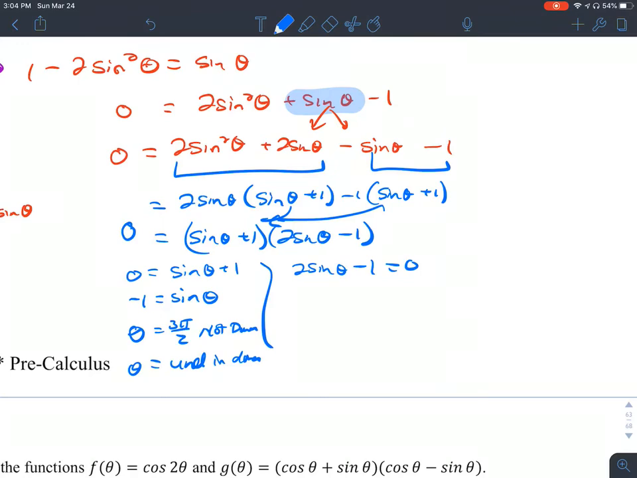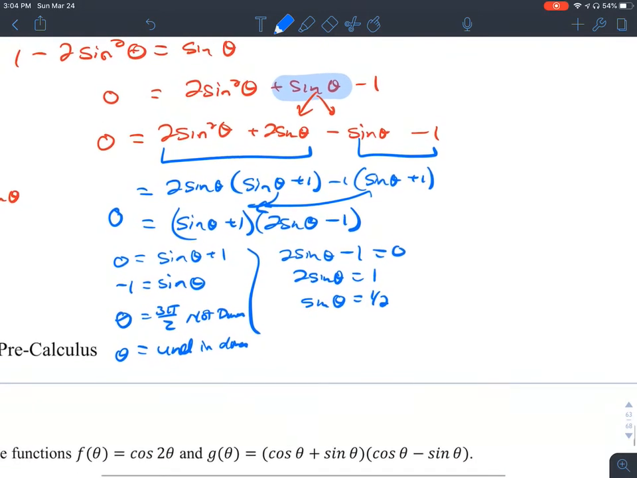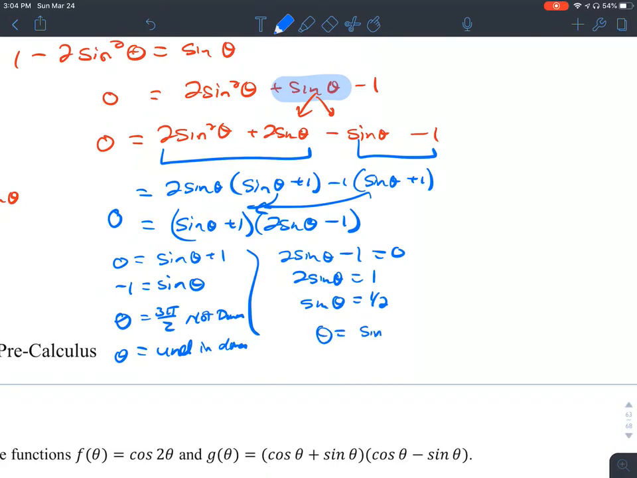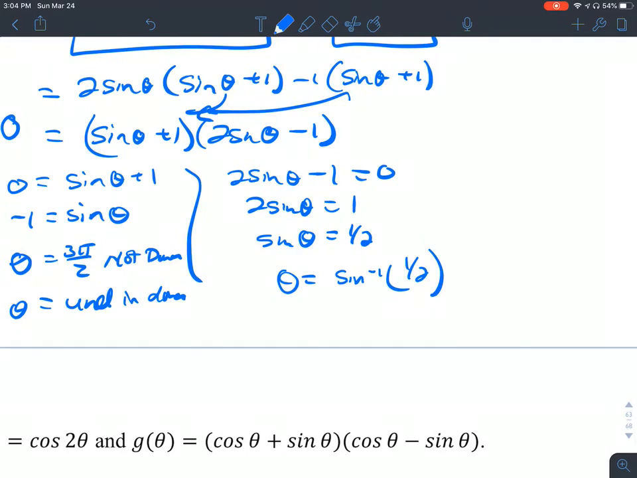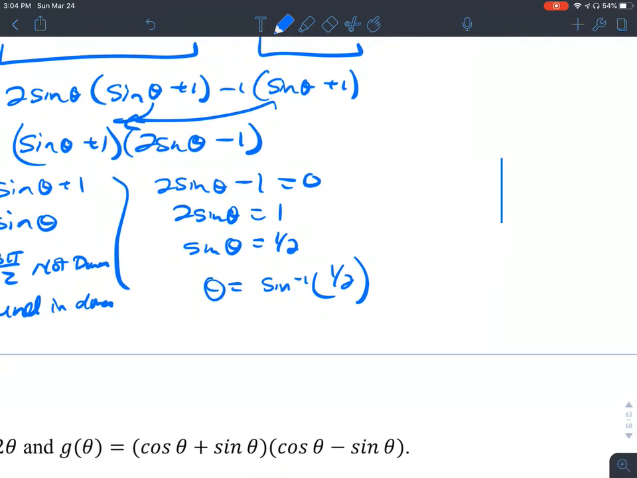Solving this other equation, if I add 1 to both sides, I get 2 sine of theta is 1. Sine of theta is a half. Therefore, theta is sine inverse of a half. When is sine equal to a half? That's in a 30, 60, 90, which is pi over 6. It's not in quadrant 1. So it's pi over 6. This is going to be a half, and also in quadrant 2, this is pi over 6. So that makes this 5 pi over 6.